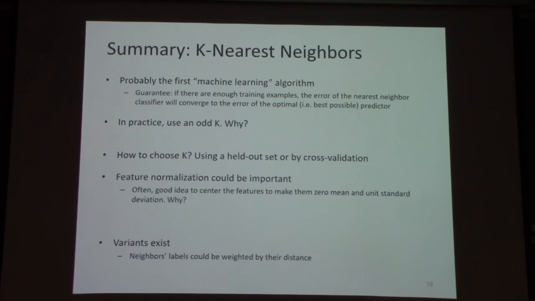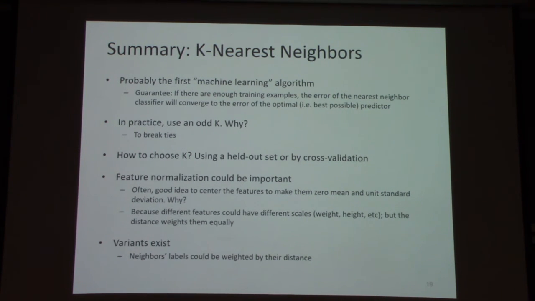In practice, you have to use an odd k when you're doing k nearest neighbors. Why? To break ties. How do you choose k? You use cross validation. It turns out in nearest neighbors, the actual features and how you normalize them can be very, very important because you might have features with different scales.